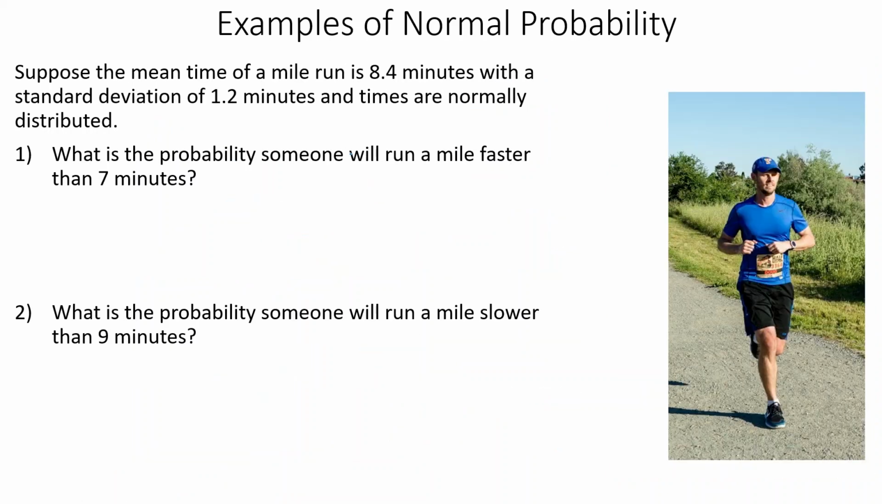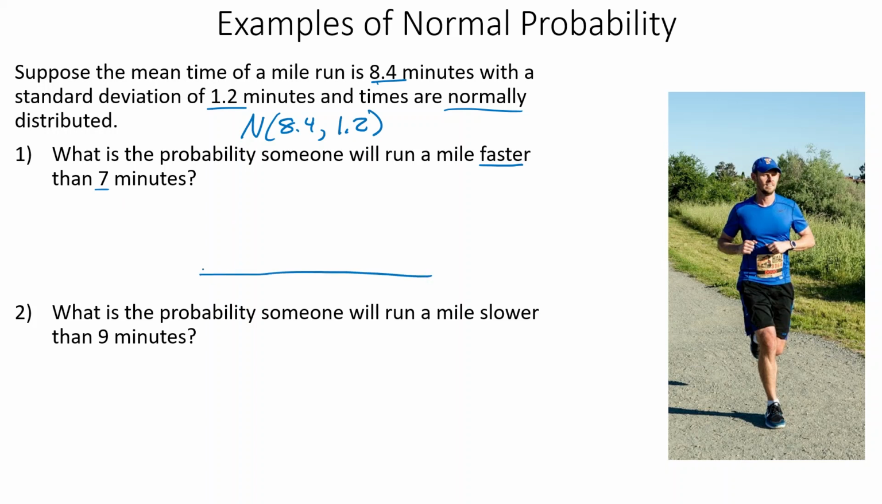All right, the other example we had the other day: suppose the mean time for a mile run is 8.4 minutes with a standard deviation of 1.2 and times are normally distributed. So we've got a normal distribution with a mean of 8.4 and a standard deviation of 1.2. What is the probability that someone will run a mile faster than 7 minutes?